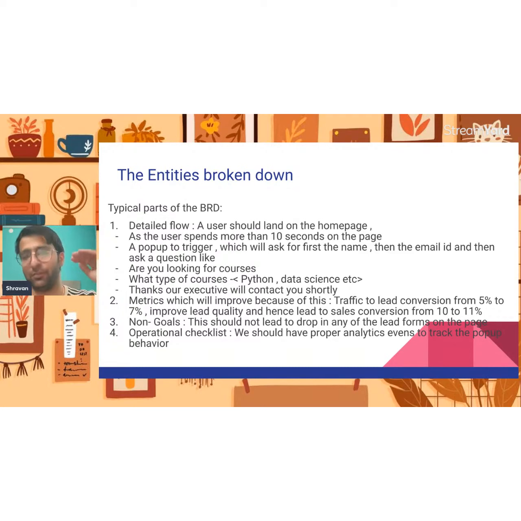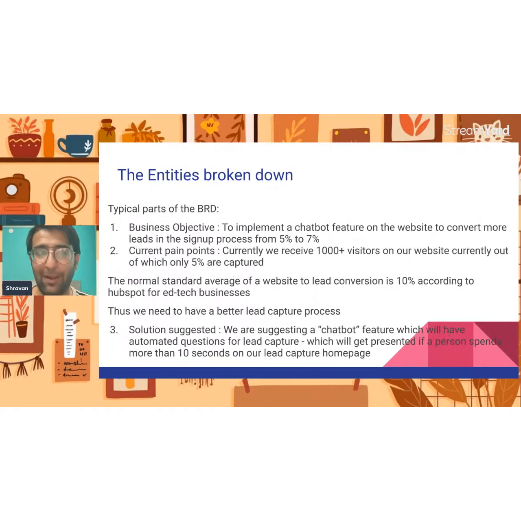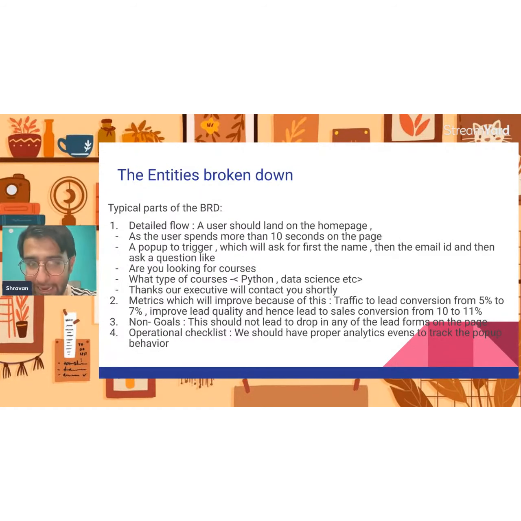Yes, Pankaj, business team makes the PRD. It's like a requirement document. Yahan tak baat sabko clear hai? We started with, I'll quickly go back. We started with the business objective, the current pain points, high level solution, detailed solution, metrics, non-goals. Non-goals basically means things which should not drop because of your current feature. And last is operational checklist. Is this clear?